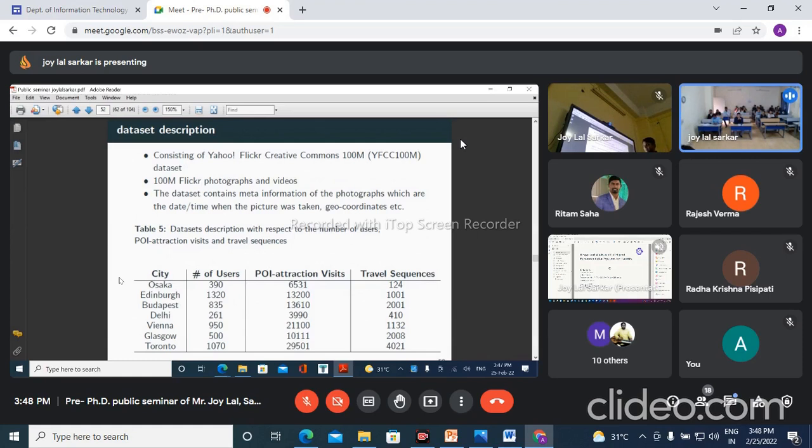We have cities. Some other cities are also there, sir. Due to space limitation, I have only considered some of the cities. Then the number of users, then POI attraction visits. You can see the size of the POI attraction visits. The number they have taken randomly. For different cities that number is different. It's based on the availability of signals. Then travel sequence. So this is my travel sequence, sir.